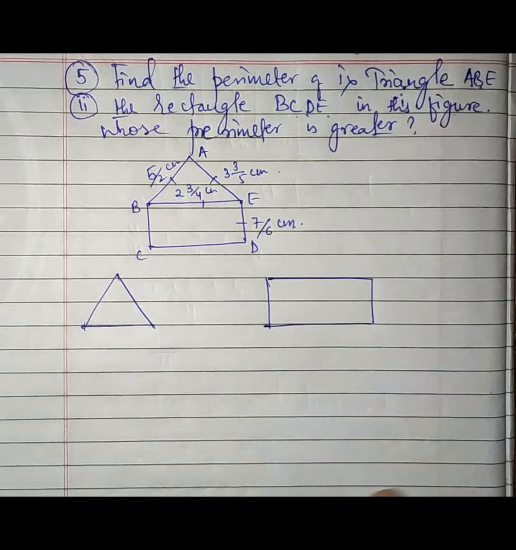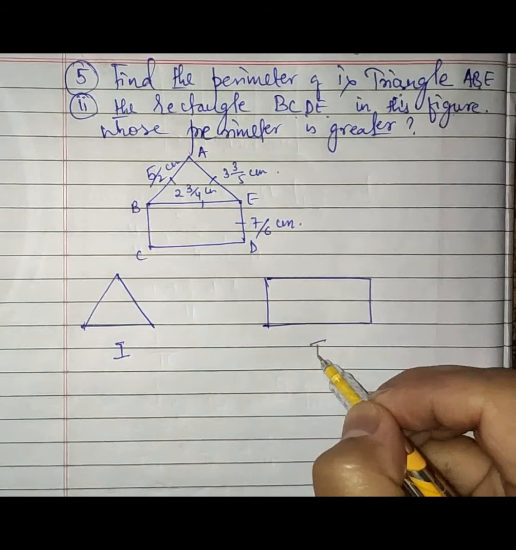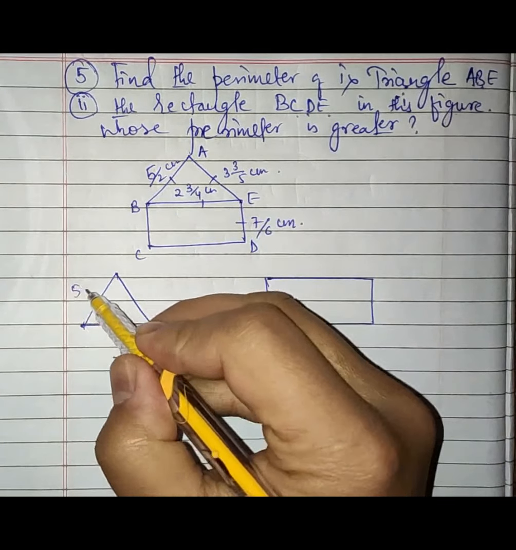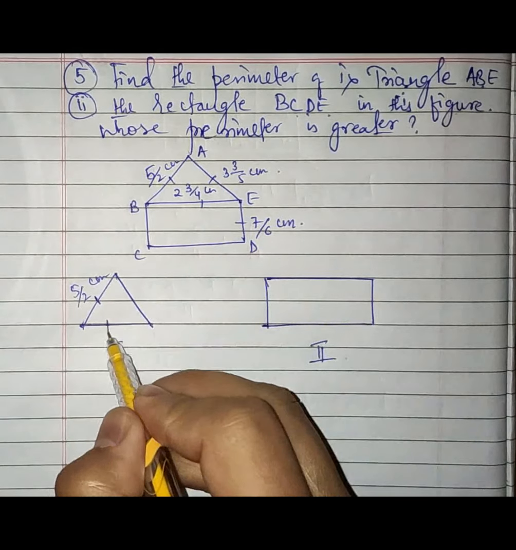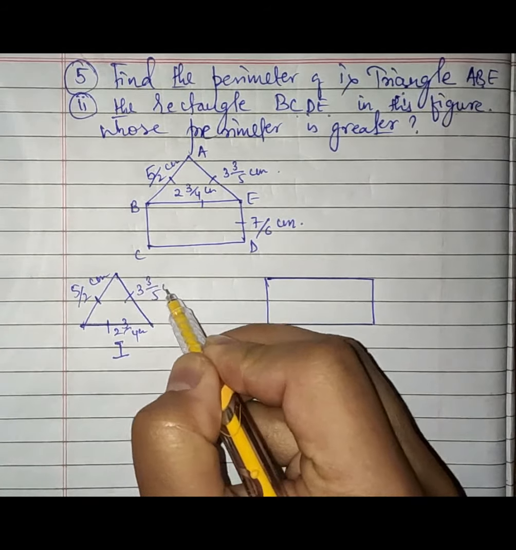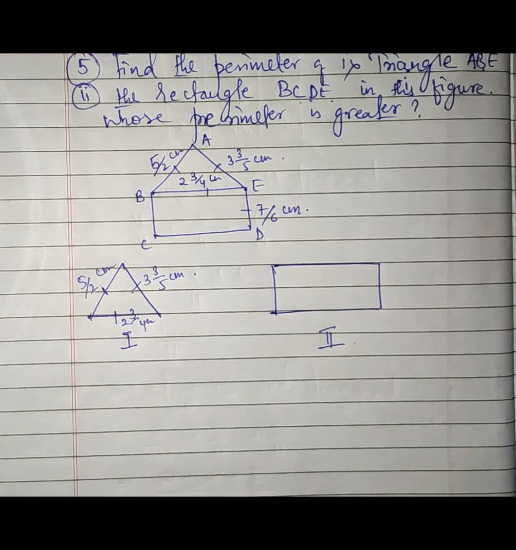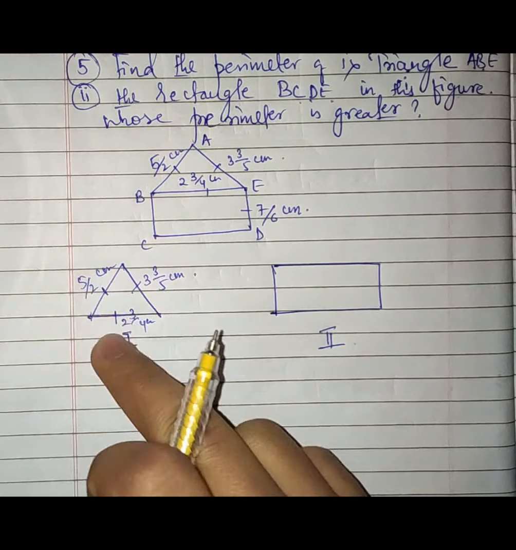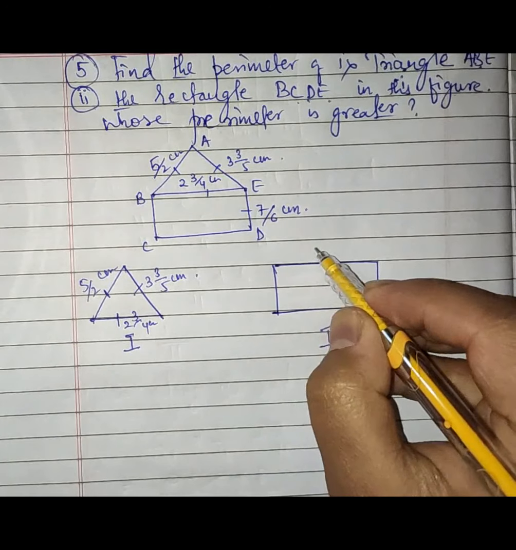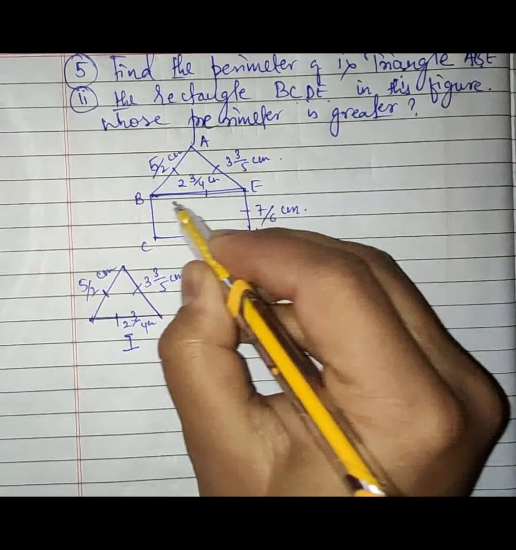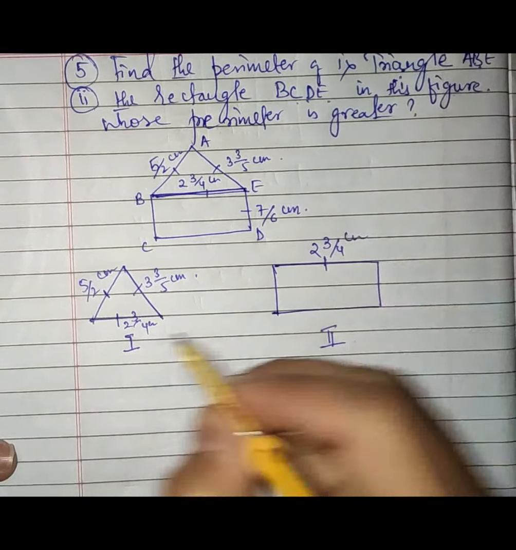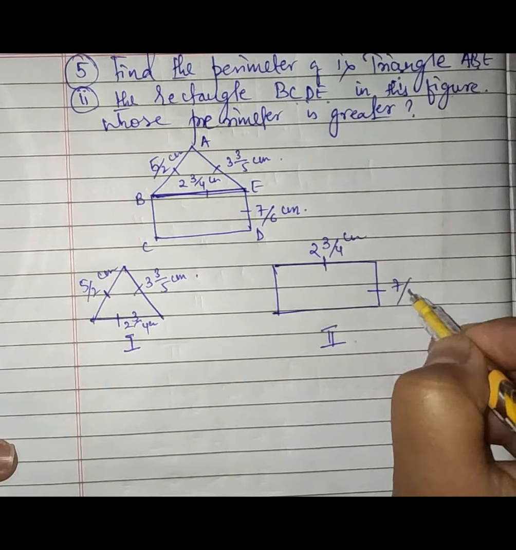All right, so figure number 1 is representing the triangle here and figure number 2 is representing the rectangle. The values are given here. It is 5 by 2 centimeter here, and it is 2 whole 3 by 4 centimeter here, and it is 3 whole 3 by 5 centimeter. So it is a scalene triangle in which all the sides are different. That is, a triangle has 3 sides. And in case of the rectangle, the length is given 2 whole 3 by 4, because this is for both the figures, that is for the triangle and for the rectangle also. So this side is equal, and the breadth is 7 by 6 centimeter.